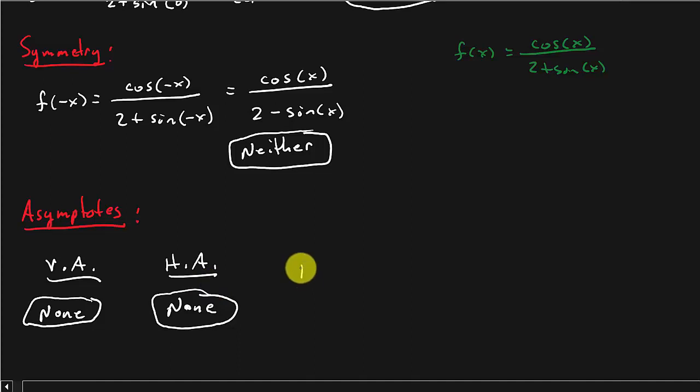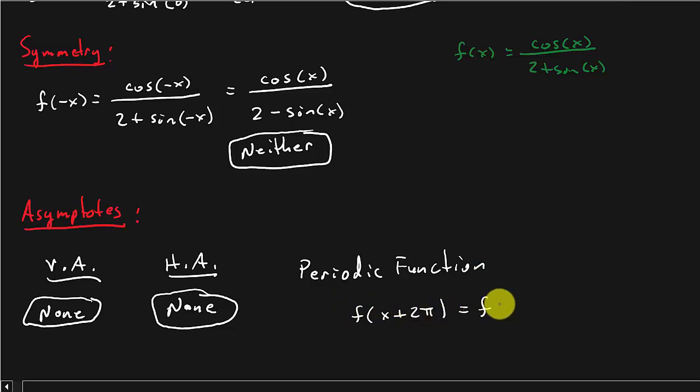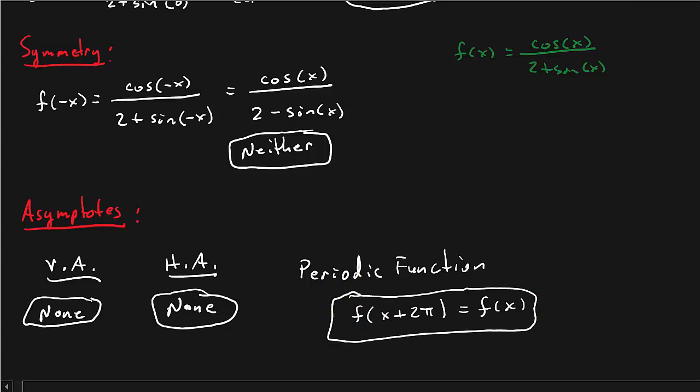But this is a periodic function. It is a periodic function because we have f of x plus 2 pi is equal to f of x. Remember, the period of sine and cosine is 2 pi. So we do know it's a periodic function. It's going to repeat every 2 pi. All right, so we got that out of the way. Now let's look at the increasing and decreasing, and let's see what that does.